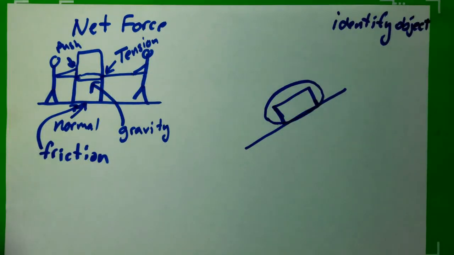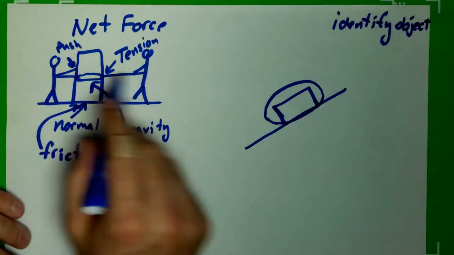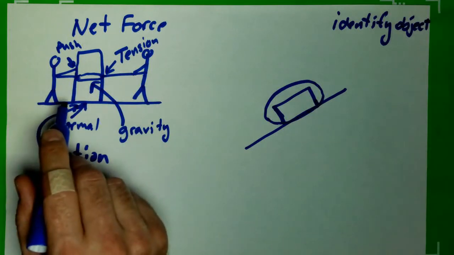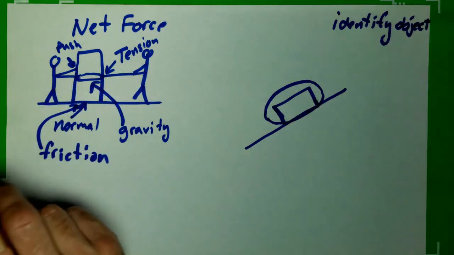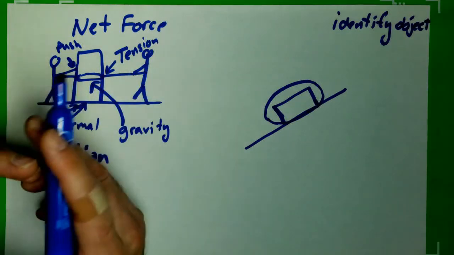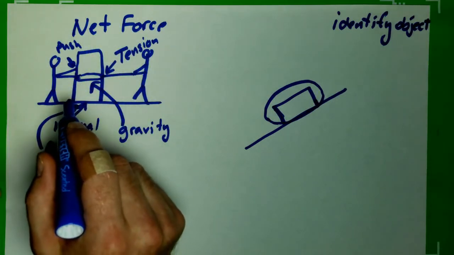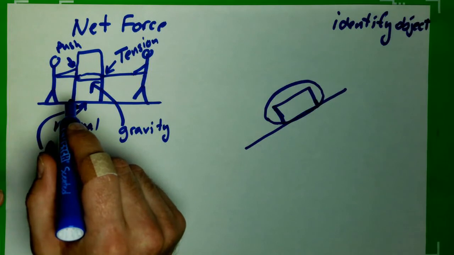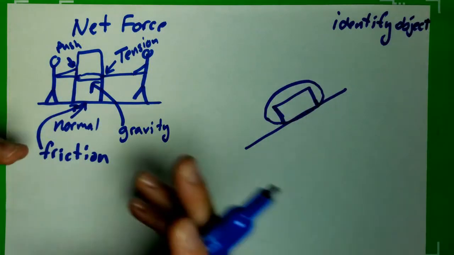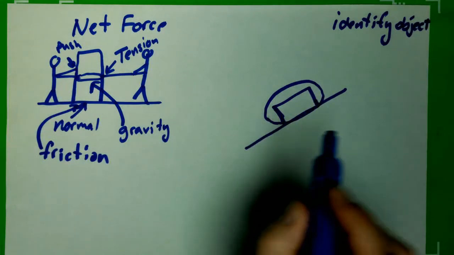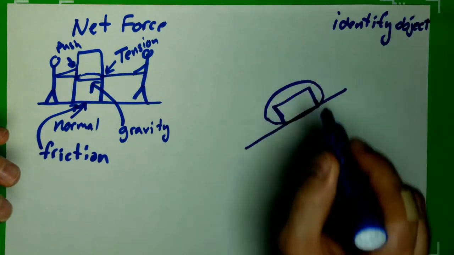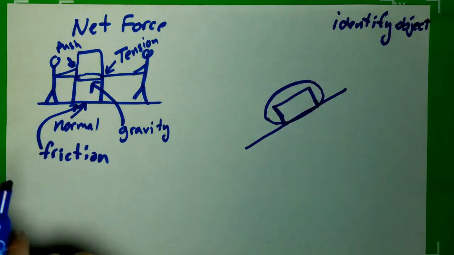We need to make sure we know which object we're talking about. Like here, I see 3 objects. You might even say 4. There's a rope. Okay, what am I talking about? Well, net force on what? So we need to identify, well, what object are we trying to find the net forces on? By drawing a circle around the object, it helps us to clarify, okay, I'm talking about that one. No matter what is acting on it, I'm talking about that object.